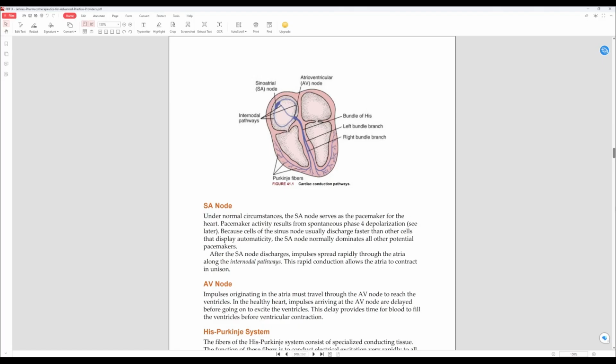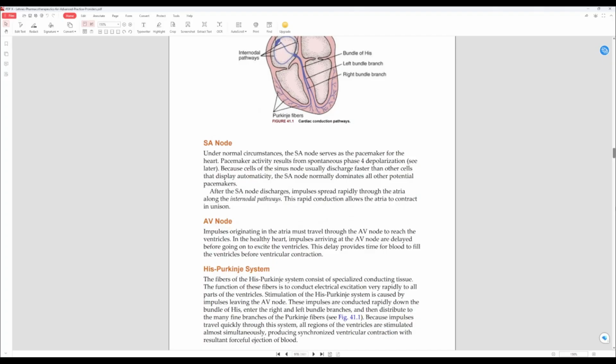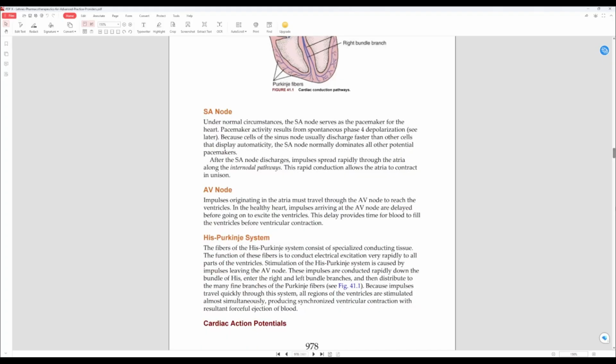The SA node. Under normal circumstances, the SA node serves as a pacemaker for the heart. Pacemaker activity results from the spontaneous phase 4 depolarization. Because cells of the sinus node usually discharge faster than other cells that display automaticity, the SA node normally dominates all other potential pacemakers. After the SA node discharges, impulses spread rapidly through the atria along the internodal pathway. This rapid conduction allows the atria to contract in unison.